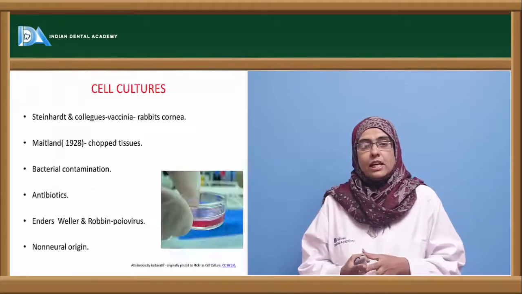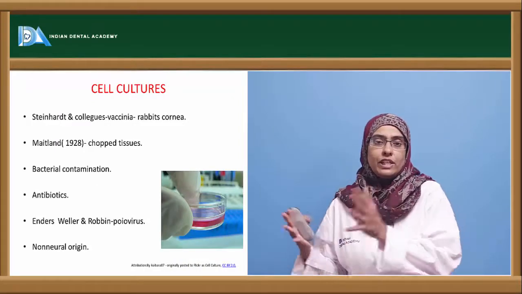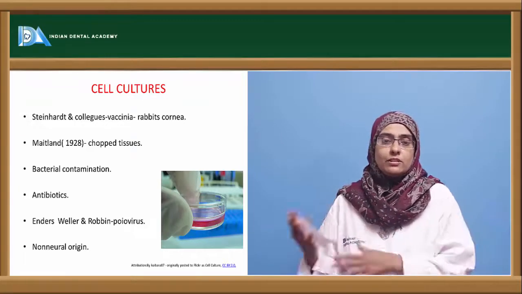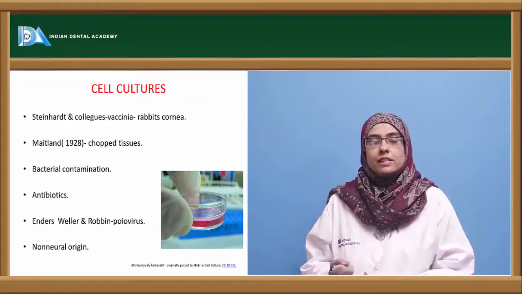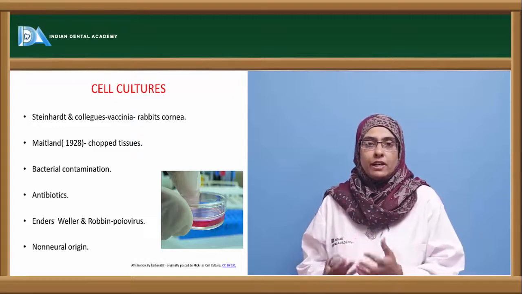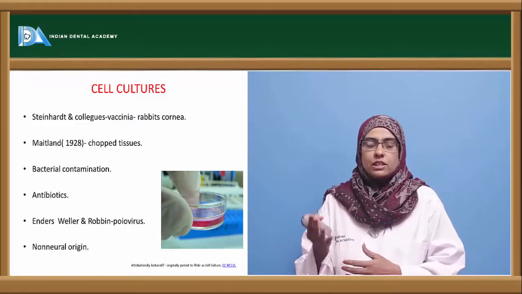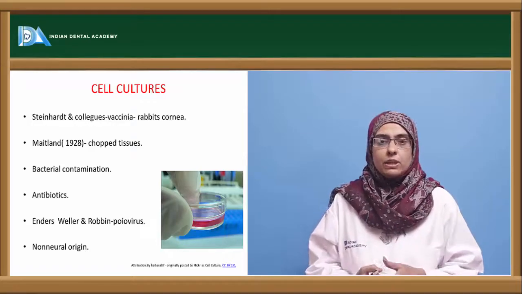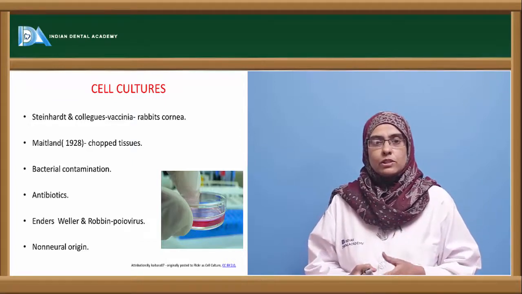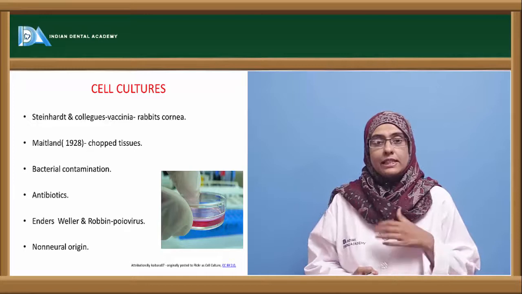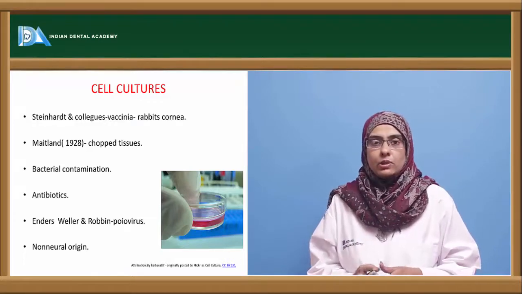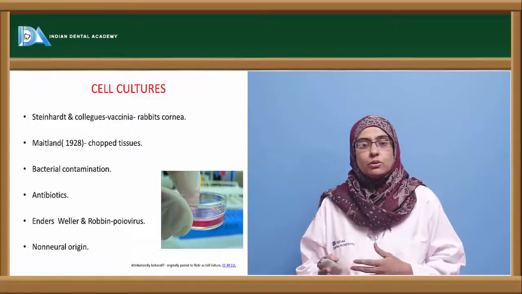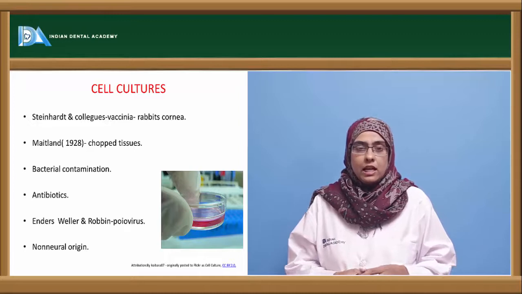Coming to the cell culture, there is a wide variety of variations that have come forward to cultivate the organisms, from animal inoculation to the cell culture. The most important is the cell culture, a very easy method to identify and cultivate the viruses. This cell culture technique to grow the viruses was first made use of by Steinhardt and his colleagues, who were able to successfully cultivate the vaccinia virus in the rabbit's cornea. And Maitland in 1928 used chick tissues again to cultivate the vaccinia virus.